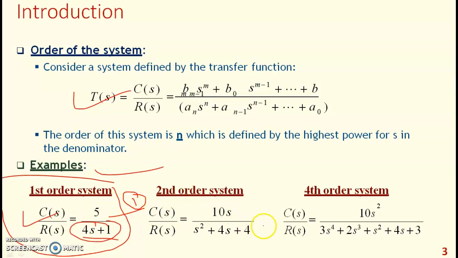For a second order system, look at the denominator coefficients. The order of s is 2, that is s to the power 2. Hence it is second order. Fourth order means the power of s will be 4. So like that, depending upon the power of s, we have to consider the order of the system.